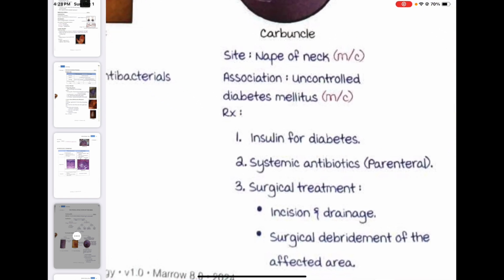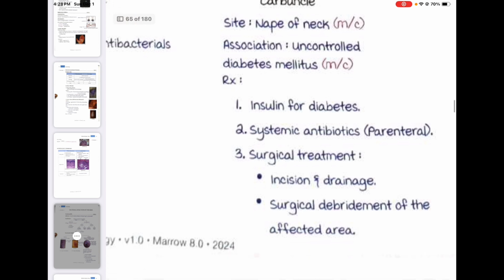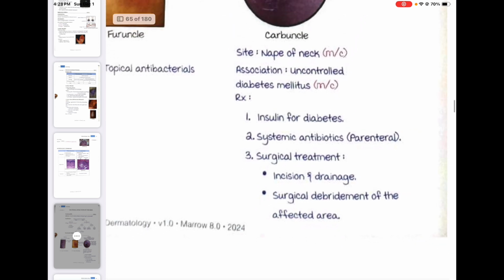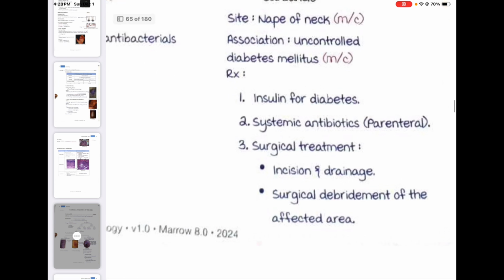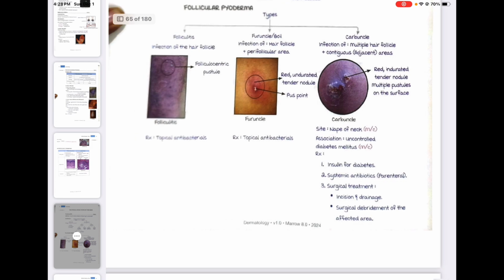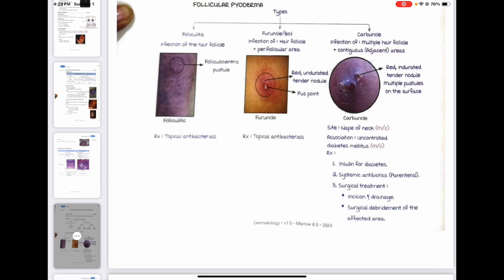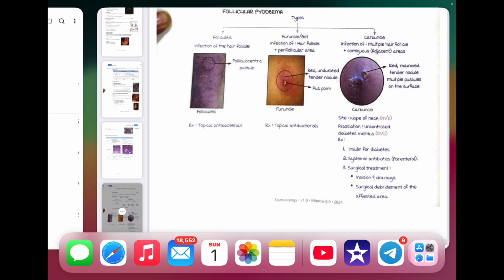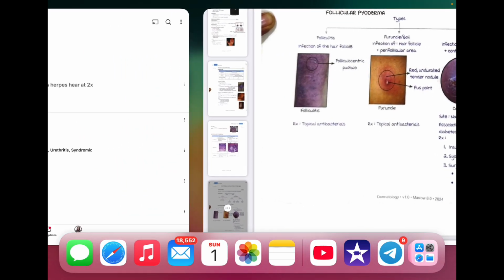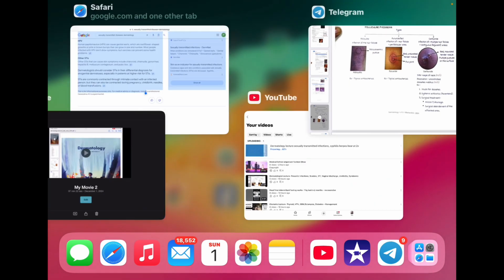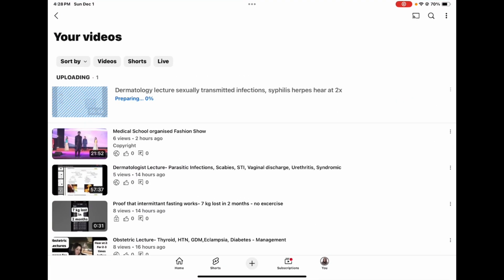Association: uncontrolled diabetes mellitus. Treatment: insulin for diabetes, systemic parenteral antibiotics, and surgical treatment: incision and drainage, surgical debridement of the affected area. Not long ago a person came with this same problem, and let's see how it was treated. I have made a separate video about that.